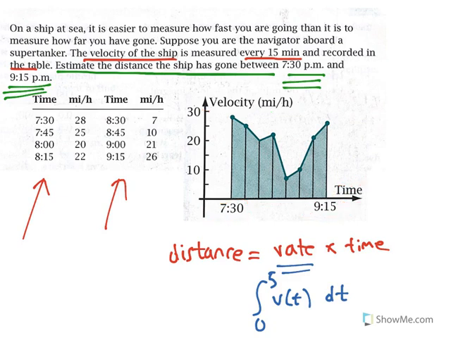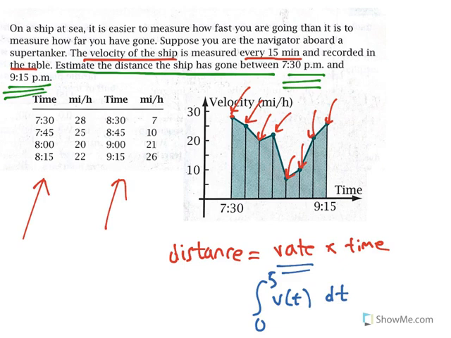The data points are 7:30, 28, so it should be this point here. And then we have 7:45, 25 miles per hour, 8 o'clock, 20 miles per hour. And then we have 8:15, 22 miles per hour, 8:30, 7 miles per hour, 8:45, 10 miles per hour, 9 o'clock, 21 miles per hour, and 9:15, 26 miles per hour.